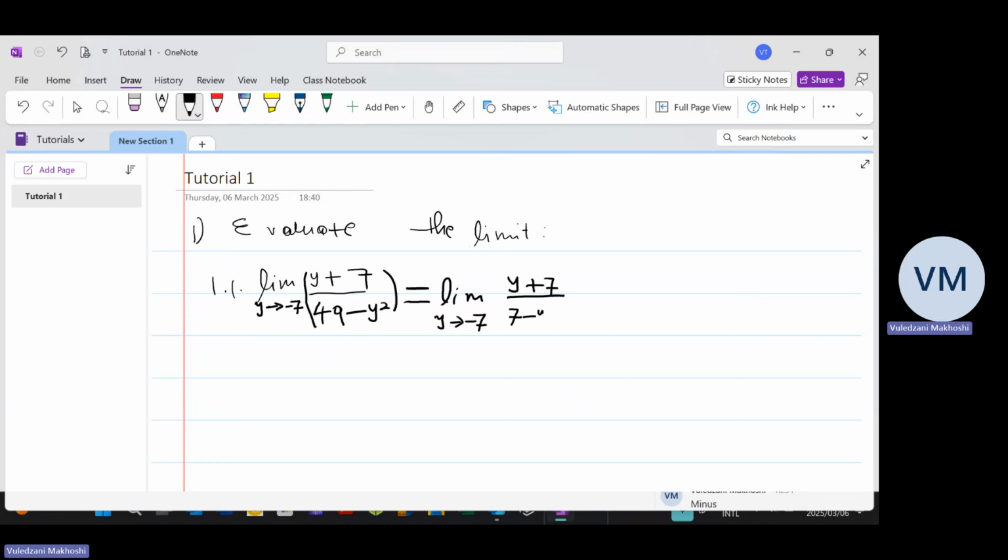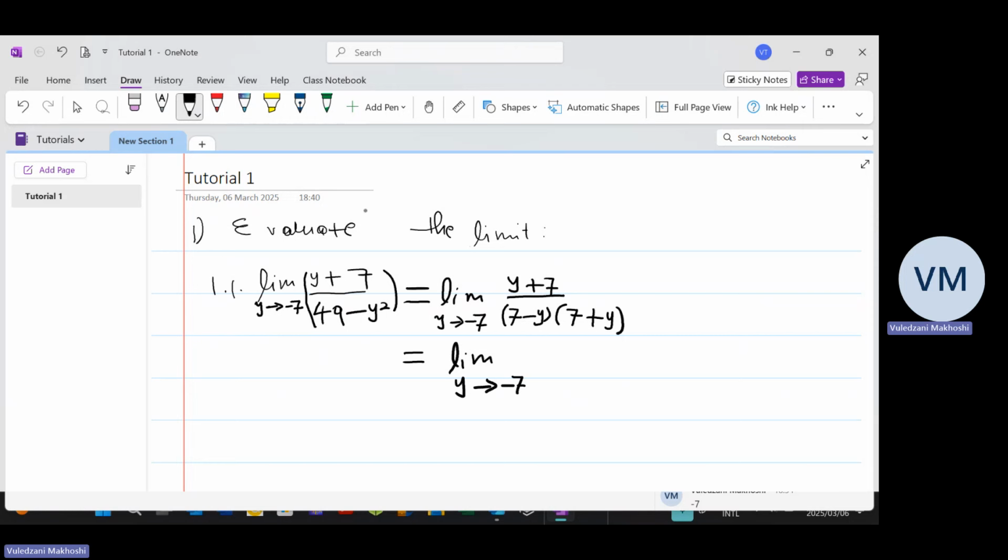minus y, multiplied by 7 plus y, like that. All right. So this is going to be equal to the limit when y is approaching minus 7.